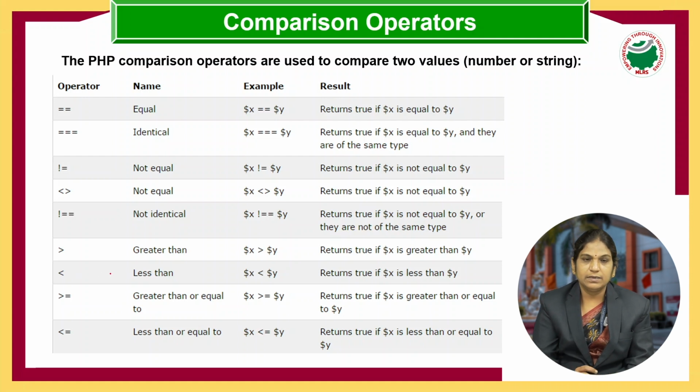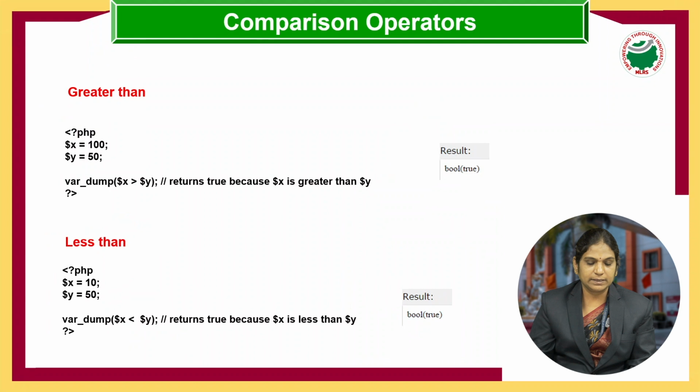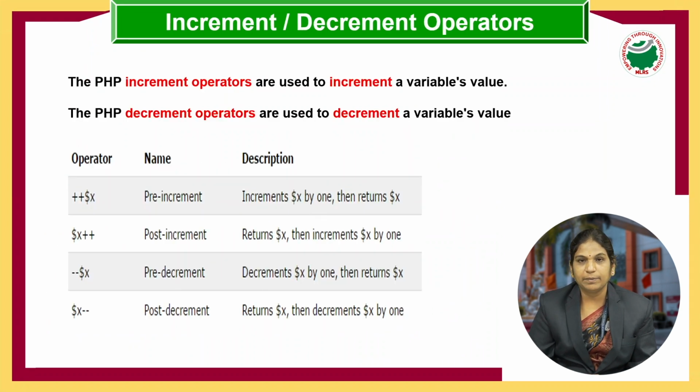And greater than checks whether the value on the left side is greater than the value on the right side. Less than means it is checking that the value on the left side is less than the value on the right side, and then greater than or equal to and less than or equal to. Greater than or equal to returns true if $x is greater than or equal to $y according to the given syntax. So these are the comparison operators, which compare two values present on either side of the operator. And next, increment and decrement operators.